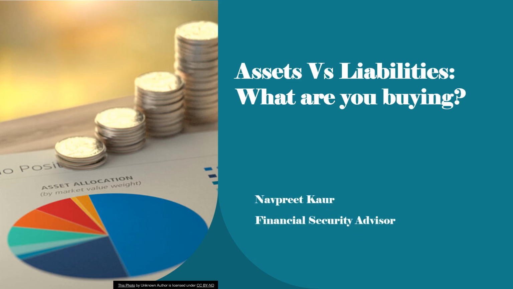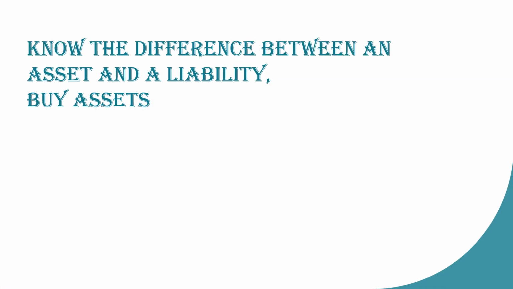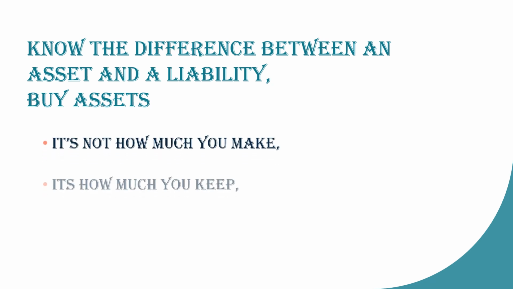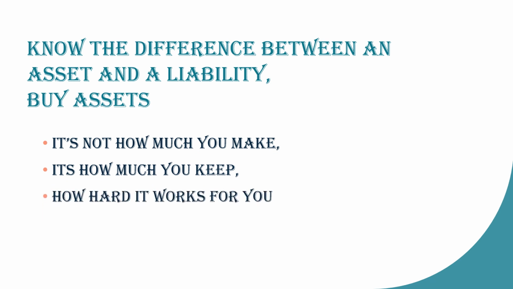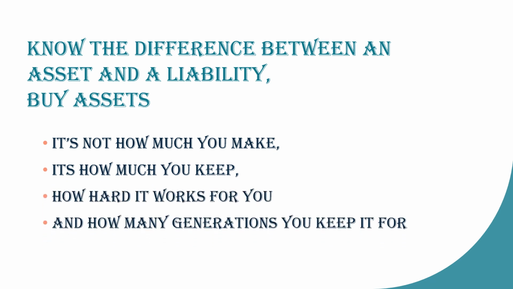And today we will talk about another very important topic, how to identify assets versus liabilities. We will understand this with the help of examples and we will follow principles described in the Rich Dad Poor Dad book. So let's get started. The very first principle of financial literacy is to be able to differentiate between assets and liabilities and buy assets and not liabilities. We all work hard and earn money, but it's not how much you make. It's how much you keep, how hard it works for you, and how many generations you keep it for.